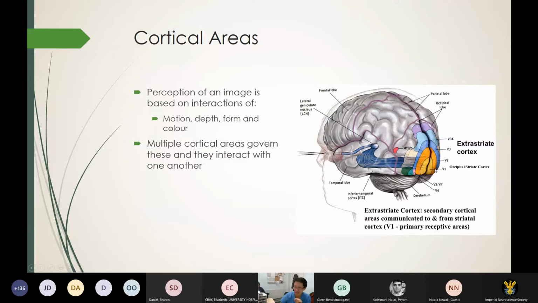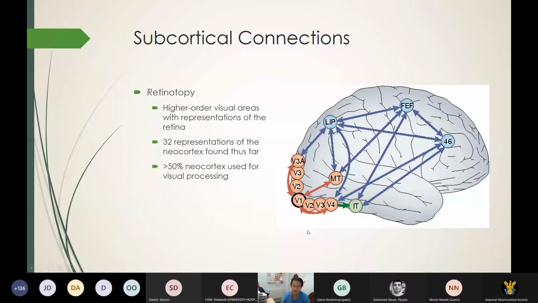The striate area is V1, so primary visual cortex or Brodmann area 17. All the other supplementary visual areas we call the extrastriate cortex or subcortical areas. So that's your V2, V3, V4, and then you've got the middle temporal gyrus. You've got part of the parietal lobe like the precuneus that I was talking about, and the inferior temporal cortex. All of that is important in visual processing, and all of these areas interact with one another.